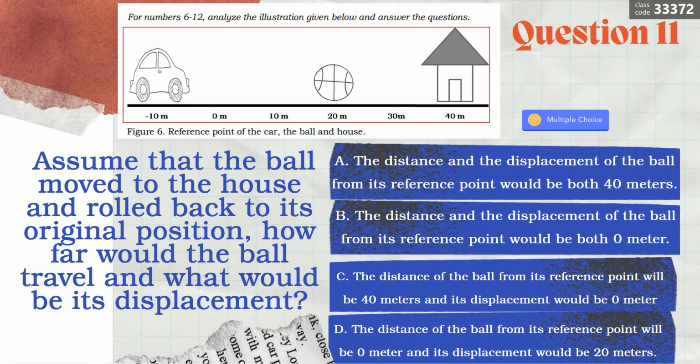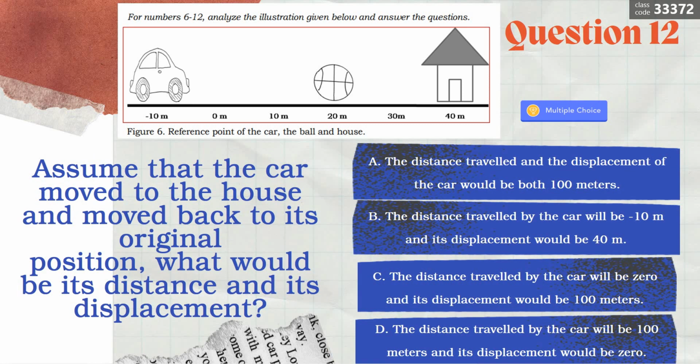Is it A. The distance and the displacement of the ball from its reference point would be both 40 meters. B. The distance and the displacement of the ball from its reference point would be both 0 meter. Or C. The distance of the ball from its reference point will be 40 meters and its displacement would be 0 meter. Then D. The distance of the ball from its reference point will be 0 meter and its displacement would be 20 meters. That is correct. It's letter C. The distance of the ball from its reference point will be 40 meters and its displacement would be 0 meters. Let's have question number 12.